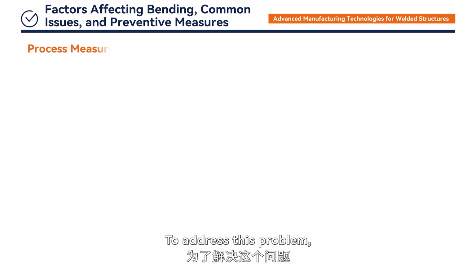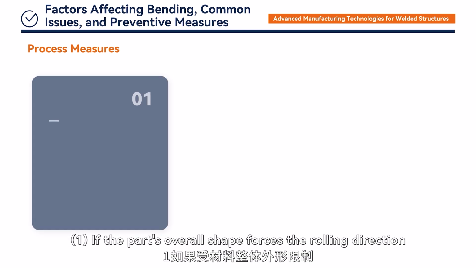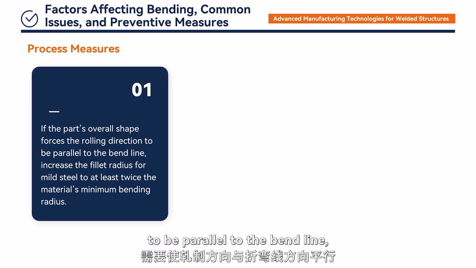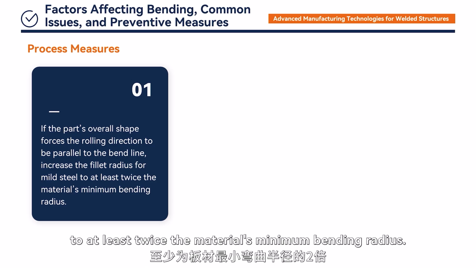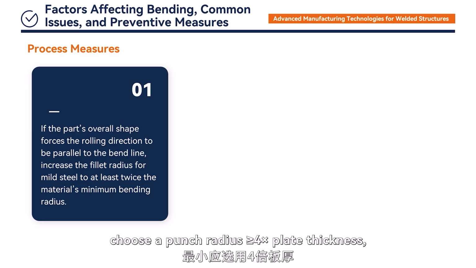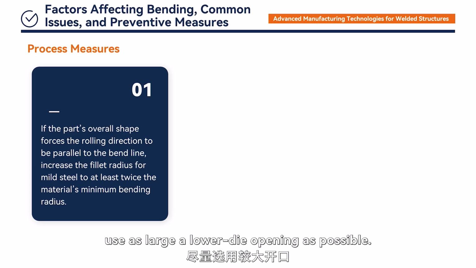To address this problem, adopt the following measures. 1. If the part's overall shape forces a rolling direction to be parallel to the bend line, increase the fillet radius from mild steel to at least twice the material's minimum bending radius. For high-strength plate, choose a punch radius greater than or equal to 4 times plate thickness. And within design limits, use as large a lower die opening as possible.